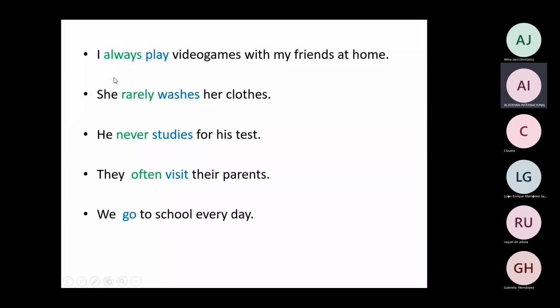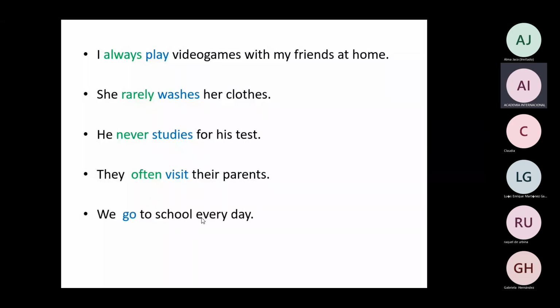I always play, no digo I play always, o always I play, no. I always play, va antes del verbo. Y en la última, ¿por qué no lo lleva? Porque no sonaría muy bien si we every day go to school. Normalmente every day se usa al final. Por eso no lo puse en verde, porque no lo usamos aquí. Every day normalmente se usa al final. Casi siempre. We go to school every day.